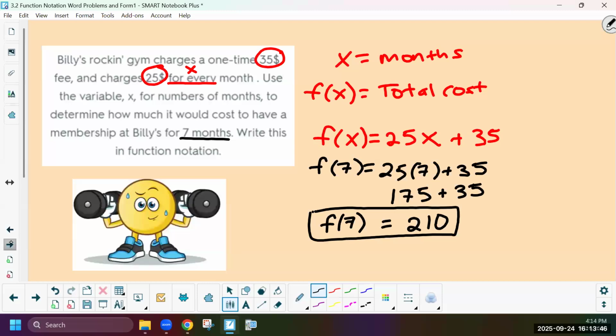Okay, now when we have word problems, we want sentence answers. So I'm not going to write it up here, but looking at the question, it says, how much would it cost to have a membership at Billy's for 7 months? So I can reword that, and I can say it would cost $210 for a membership at Billy's for 7 months, because we're talking about money here. So function notation, although it looks scary, is just slope-intercept form, just in a different format.